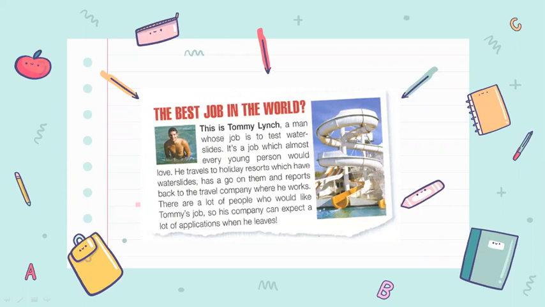This is Tommy Lynch, a man whose job is to test water slides. It's a job which almost every young person would love. He travels to holiday resorts which have water slides, has to go on them, and reports back to the travel company where he works. There are a lot of people who would like Tommy's job, so his company can expect a lot of applications when he leaves. Now, after we have read this text, I will show you a few underlined relative pronouns.